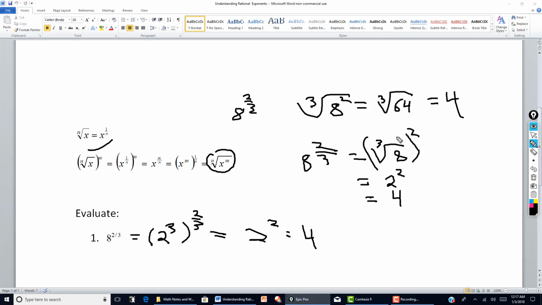Now obviously in this case I'm getting exact answers. In some cases you'd have to use a calculator. I'll show you in a minute. But in these examples I can evaluate it, which means find the value, and I get the exact answer. But there are cases where you can't do that.